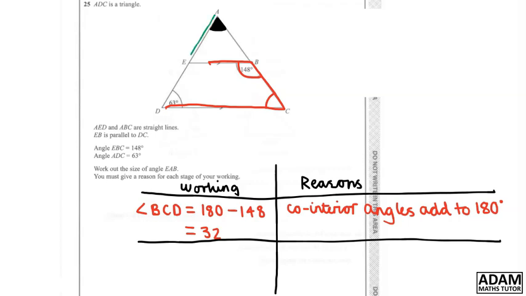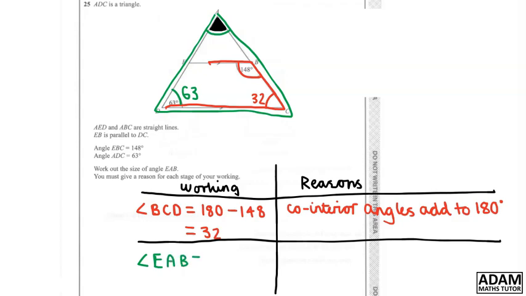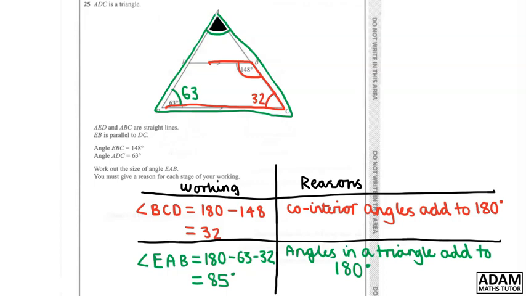Now we can focus on the whole triangle. Because I know that this angle is 32 and I know that this angle is 63, I can use what I know about angles in triangles to work out this at the top. So angle EAB is equal to 180 take away 63 take away 32, which would be 85. And the reason is angles in a triangle add up to 180.